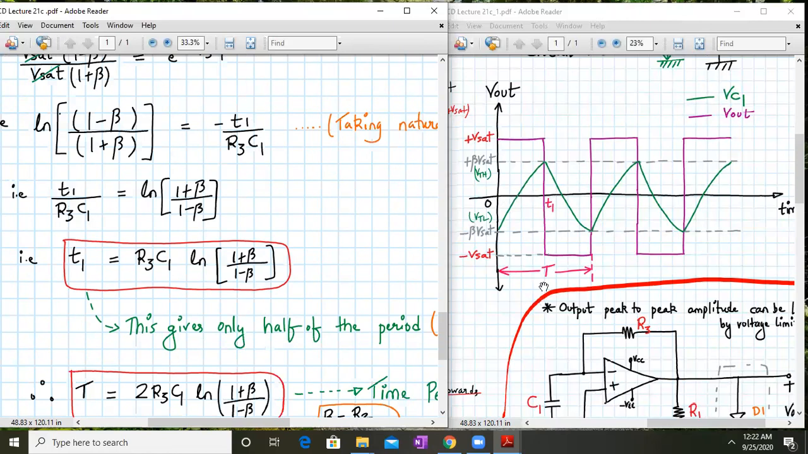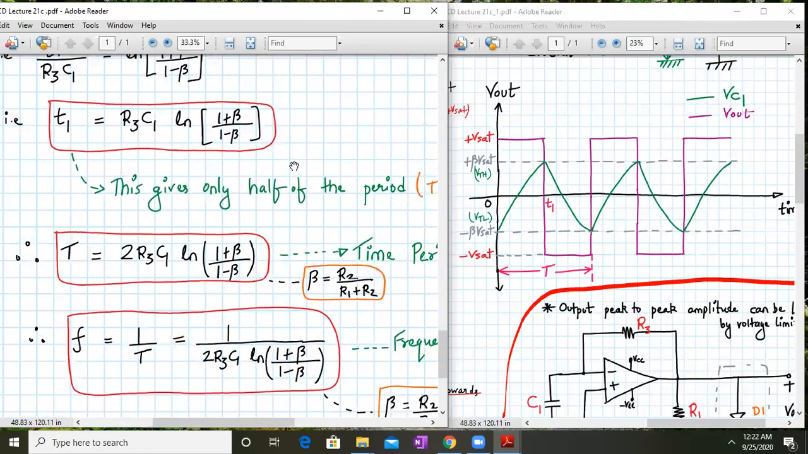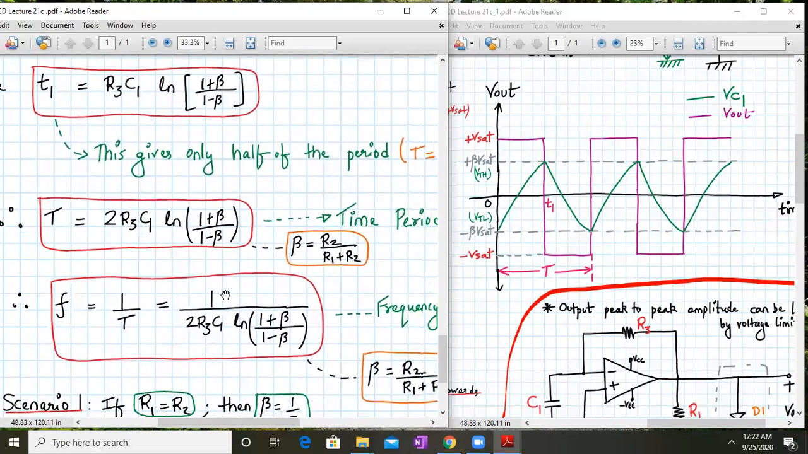So the total time period will be twice of t1. We can safely say that because it's a square wave. A square wave has a 50% duty cycle. That means the on time and off time are exactly the same. By the way, duty cycle is T on upon total T, that is the time period. So the time period will be twice of t1.